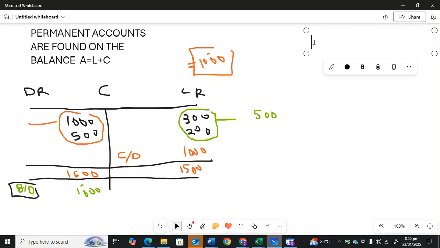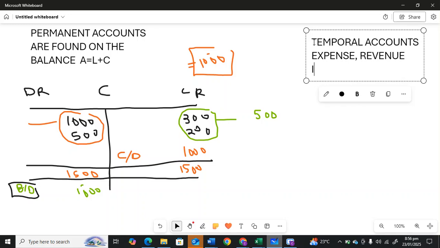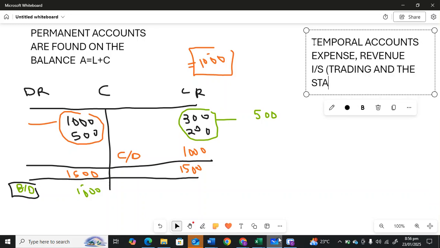Next, we're going to see how we close the temporary accounts. These are the expenses, contra expenses, revenue, contra revenue. So these accounts are found on the income statement, which is a combination of the trading account and the statement of profit or loss.